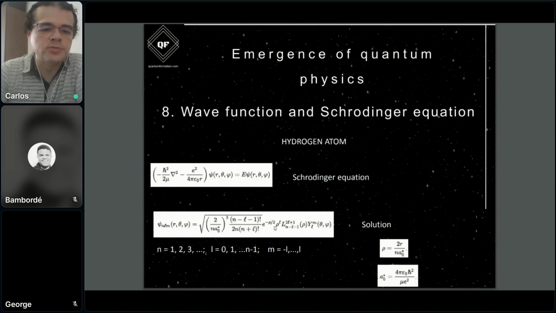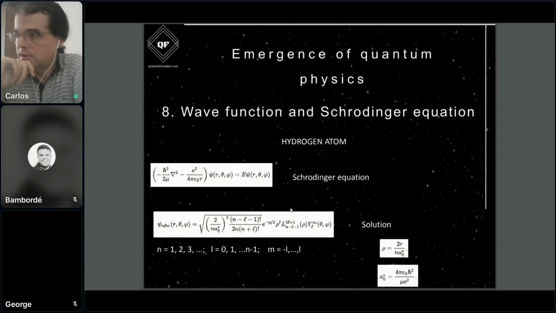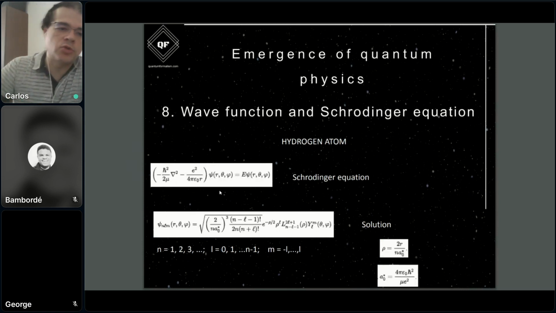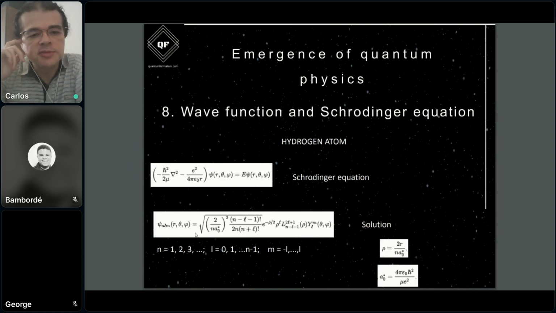And this is the solution. We can solve this using the prerequisite courses, short courses about differential equations. If we use some of the techniques, we can find the solution from this equation. You can separate variables and solve for the radial, theta and phi coordinates. So the solution is something like that.